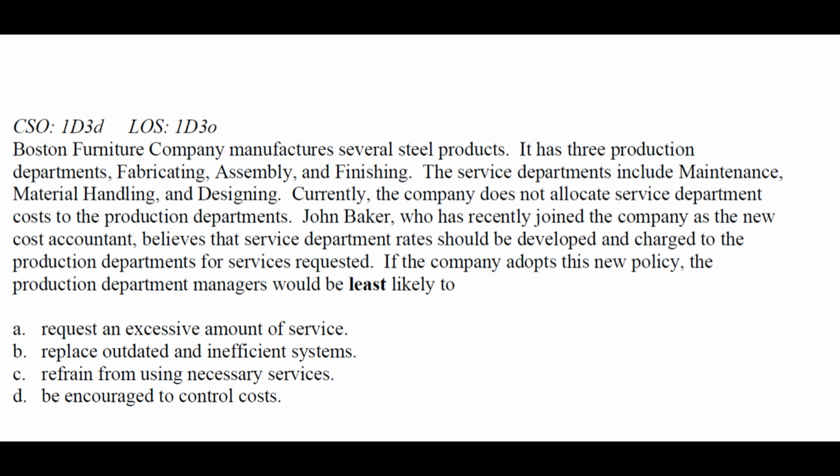C. Refrain from using necessary services. Possible behavioral risk. Managers might underuse services to save costs. D. Be encouraged to control costs. Expected outcome. Cost allocation increases cost awareness and control. Correct answer. When service department costs are charged to production departments, managers become cost-sensitive and tend to reduce usage, making it least likely that they would request excessive amounts of service.